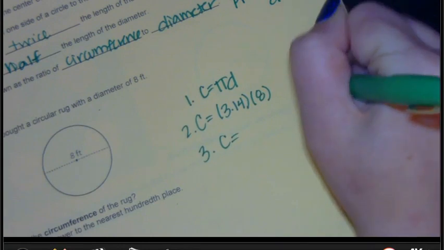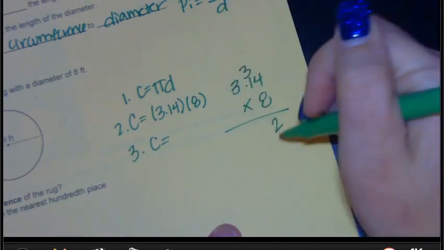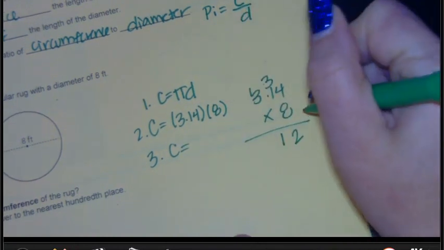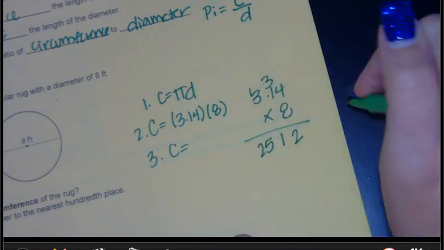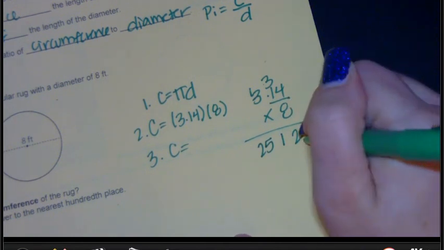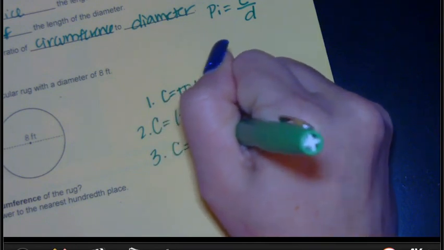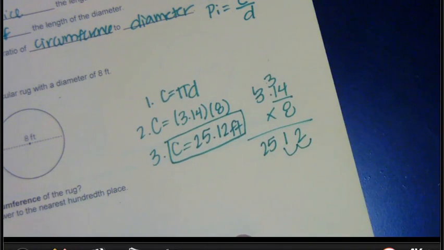All right, 3.14 times 8. 8 times 4 is 32. 8 times 1 is 8, plus 3 more, 9, 10, 11. 8 times 3 is 24, plus 1 more is 25. Do not forget the placeholder or the decimal places. I've got 2 here, 0 here, so I'm going to move it 2 times to give me C is equal to 25.12 feet.